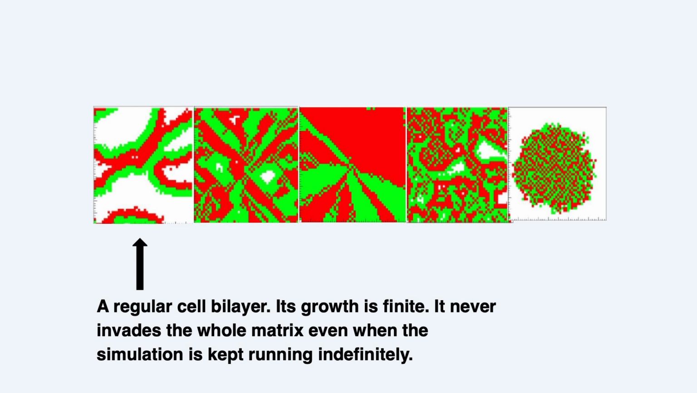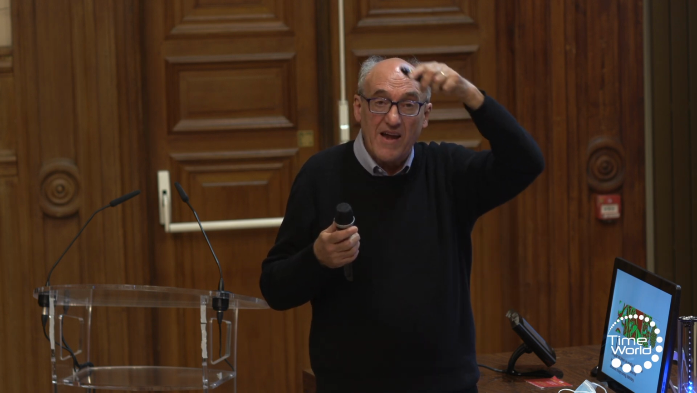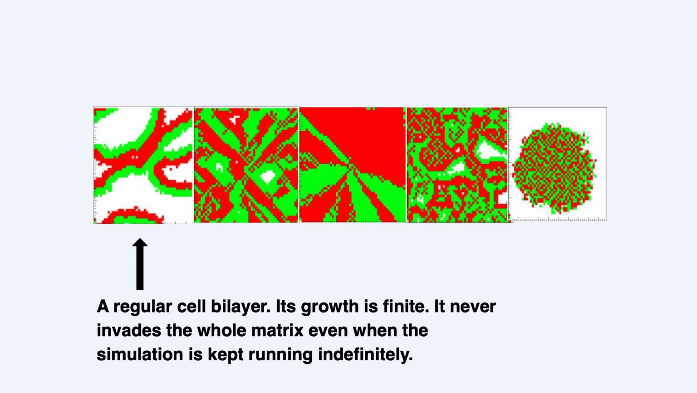And we became particularly interested, and in fact we focused all our attention on one of these structures, this one on the left shown by the arrow, because it shows clear organization. It is a regular cell bilayer made of 2 layers of cells, 1 layer of red cells, 1 layer of green cells of constant width, and these layers are all adjacent, and the growth of this structure is finite. It never invades the whole matrix, even if the simulation is kept running indefinitely.